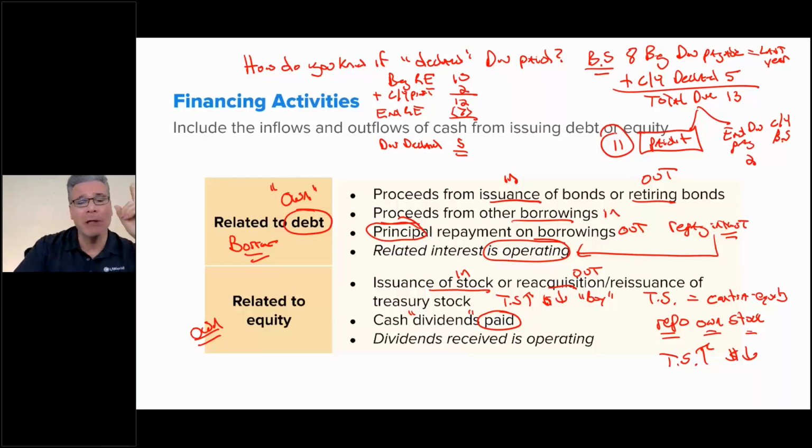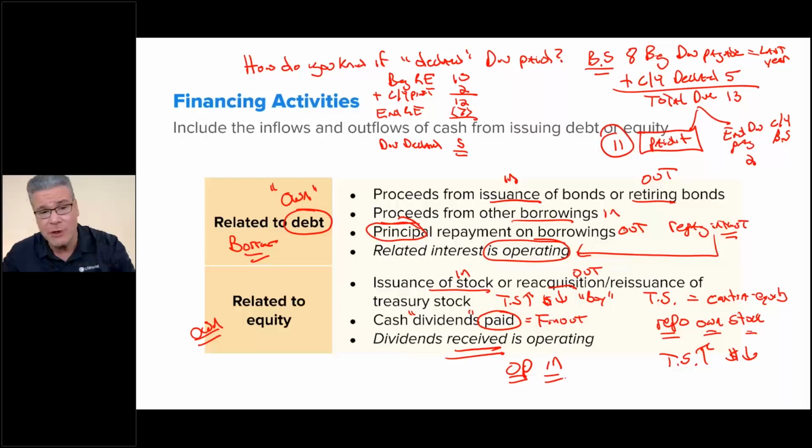Now, don't jump on the word dividend. I don't know if the dividend is financing or operating, because when the dividend is paid, that's a financing outflow. But if the dividend is received, that's an operating inflow. So don't jump on the word dividend. You've got to tell me, did we receive it or did we pay it? That's going to be the key. All righty.